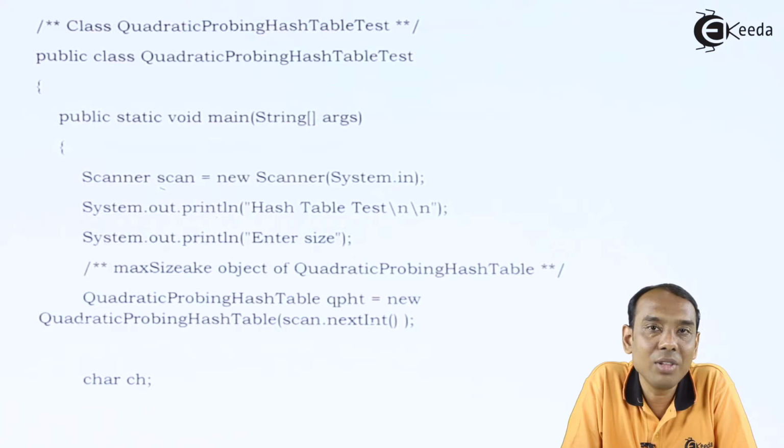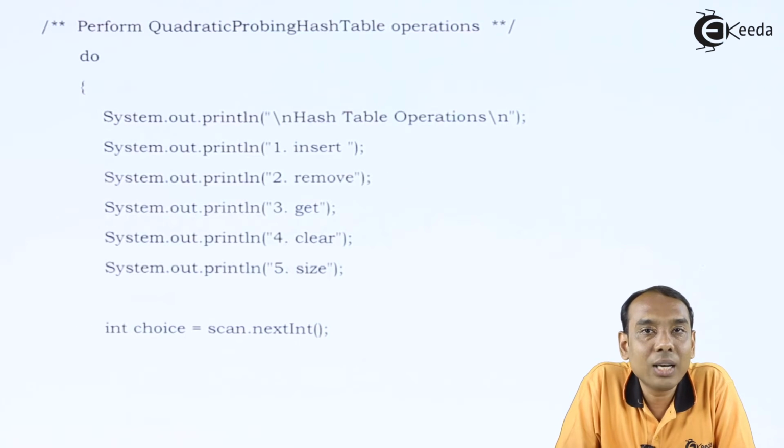For this, we have the variable called ch of the type char. Once this object of the class is created, we need to give the user a menu driven approach. A menu driven approach gives the user the flexibility to choose the options of the operations he can perform. For this, I am going to use the do while loop.